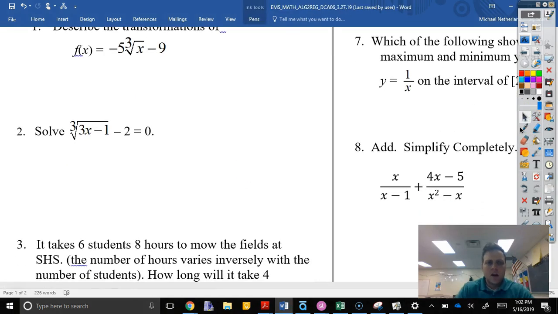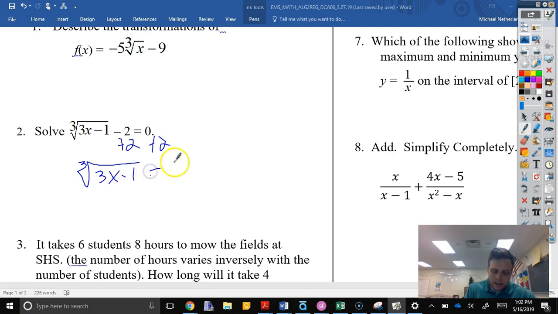It says solve the cube root of 3x minus 1, minus 2, equals 0. The first thing we want to do is get the cube root by itself so that I can eliminate the cube root. In other words, what I need to get rid of first is this minus 2, so I'm going to add 2 to both sides. Then that gives me the cube root of 3x minus 1 equals 2.